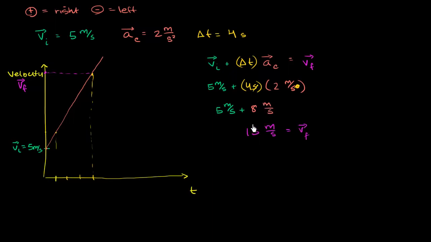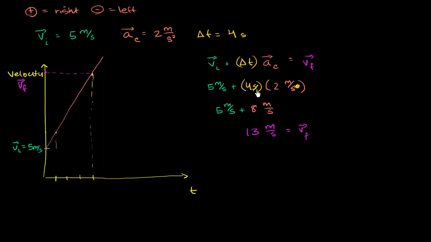This hopefully should be intuitive. We were starting at going 5 meters per second. Every second that goes by, we're going to go 2 meters per second faster. So after 1 second, we'll be at 7 meters per second. After 2 seconds, we will be at 9 meters per second. After 3 seconds, we will be at 11 meters per second. And then after 4 seconds, we will be at 13 meters per second.